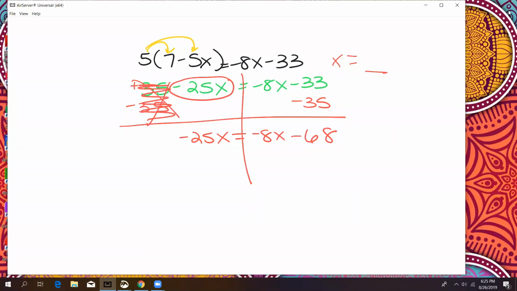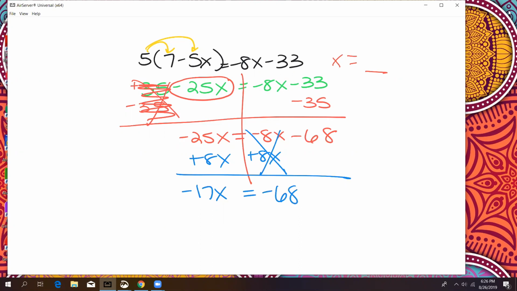And I want to move my variable to the left, so I'm going to add 8x to both sides. So this cancels out here. So negative 25x plus 8x is negative 17x, and then is equal to negative 68. And so now I'm going to divide both sides by negative 17, and you are going to get that x is equal to positive 4. Because remember, if you have a negative over negative, that is positive.